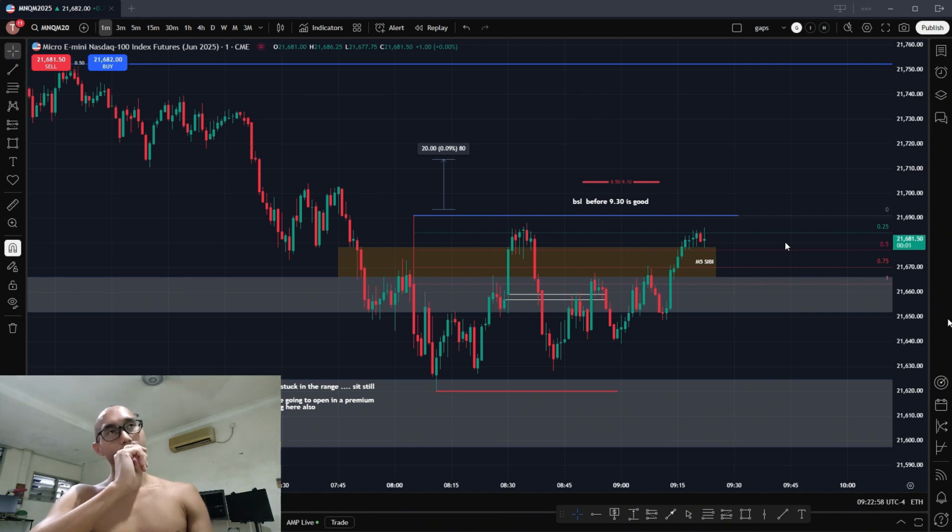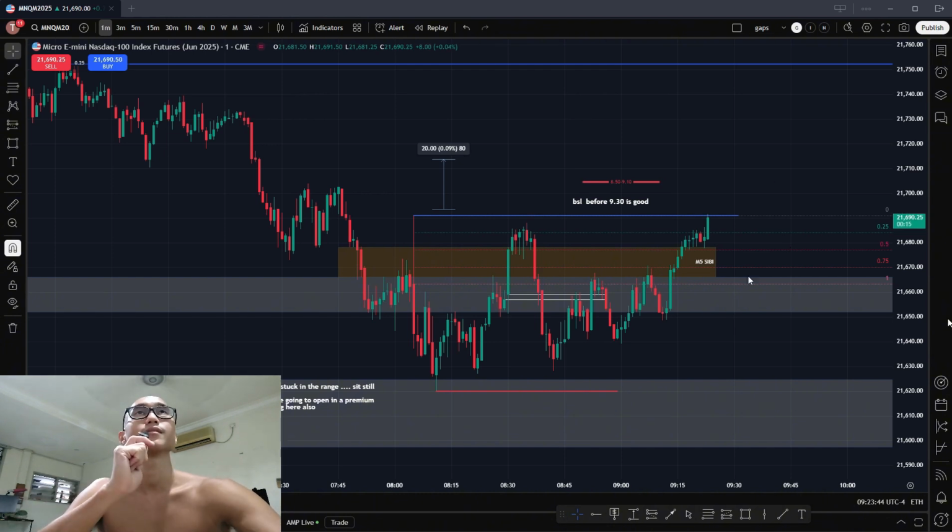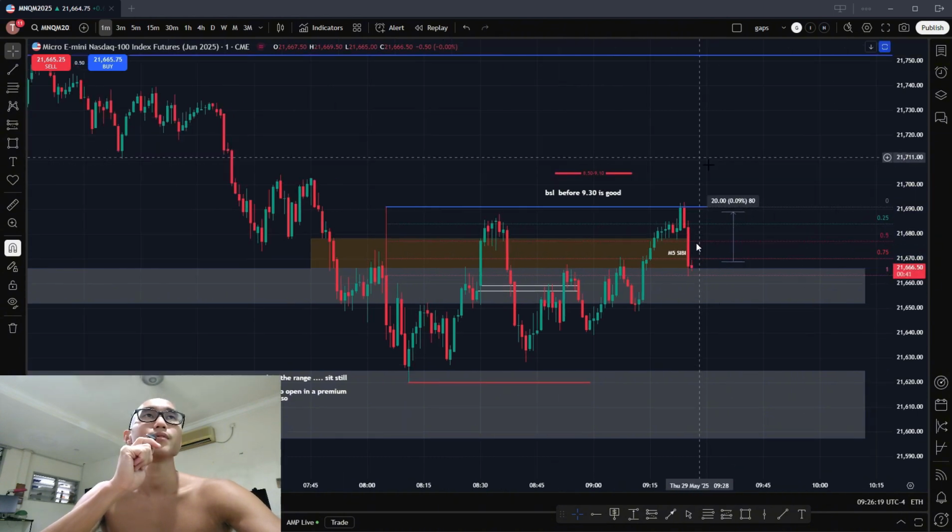So you're going to see the setup that I missed and how did I manage myself missing the trade. So basically I'm just typing buy side before 9:30 is good, and it's 9:24 and we already tagged the buy side. So right now, what we can see is displacement of this swing low. So that's a bearish market structure shift. And also we have a 5-minute CB.